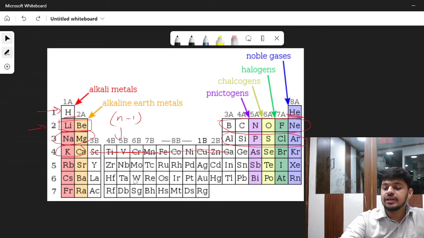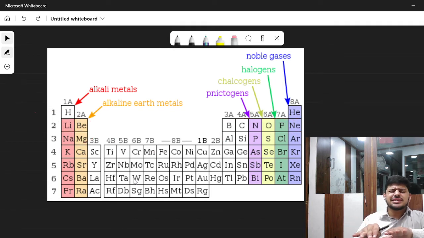Now one more thing I should tell you, that there are certain blocks inside the periodic table. The periodic table has different parts, like Abu Dhabi has different parts, Khalifa City and so on. I don't know a lot of parts, but this periodic table also has many parts.